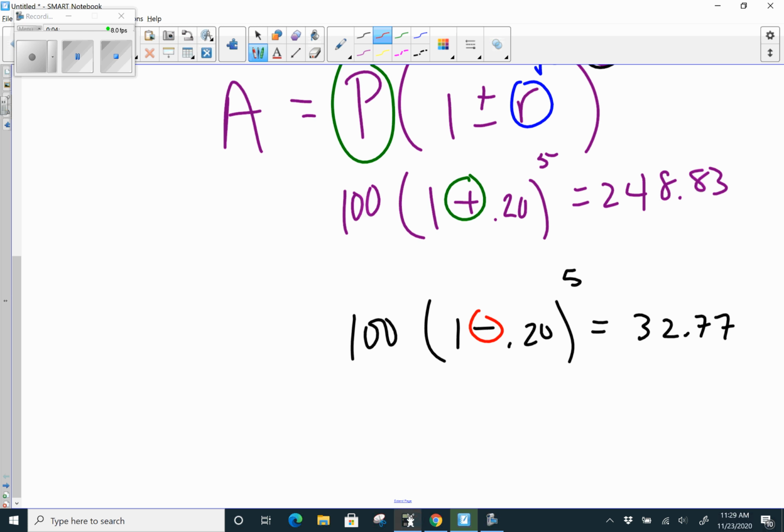All right. So this is the very basics of exponential growth and decay, and we're going to put some problems up on Delta Math for you.